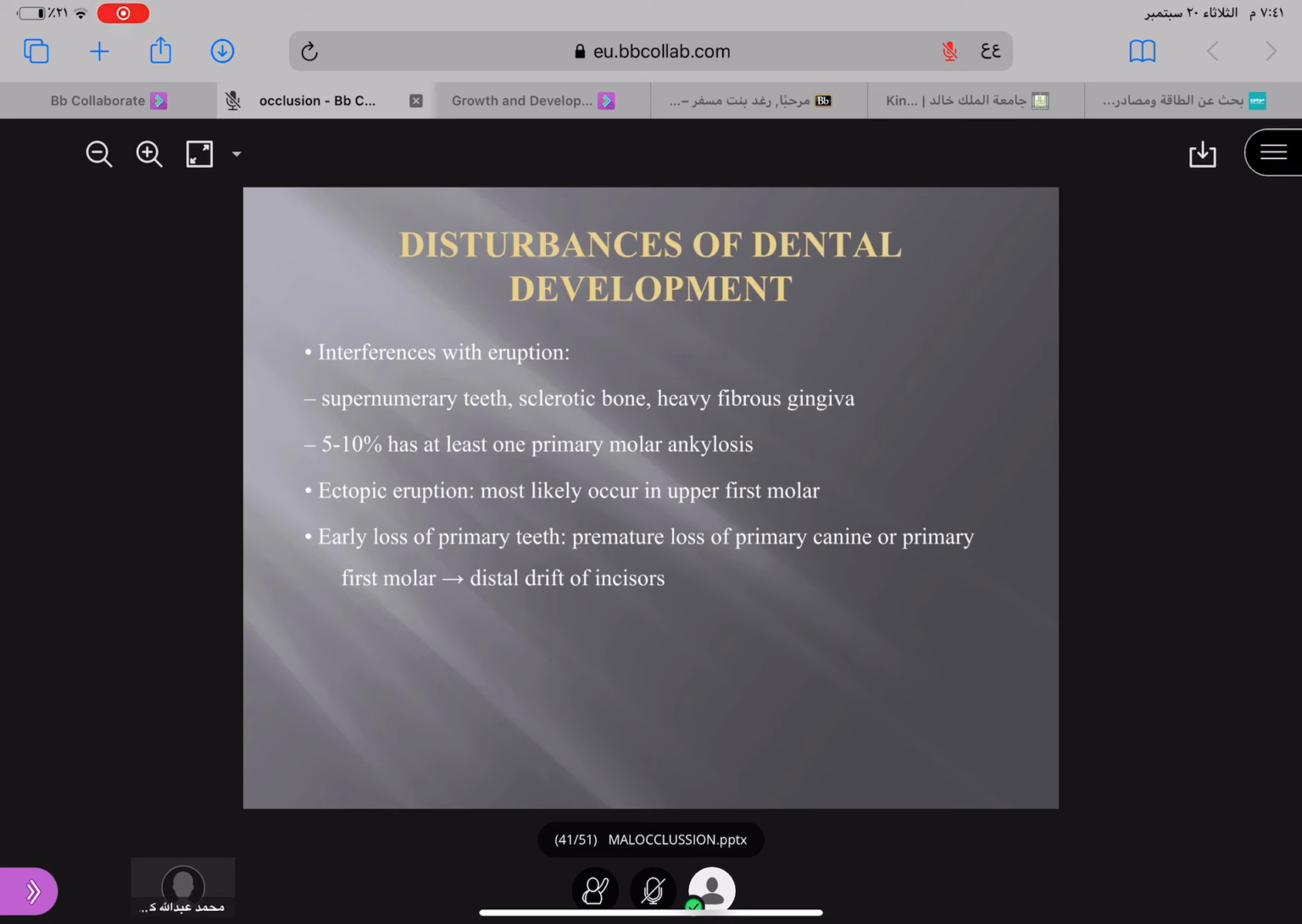Ectopic eruptions most likely occur in upper first molars. Early loss of primary teeth, premature loss of primary canines or primary first molars, distal drift of the incisor. These are the causes of disturbances in dental development.